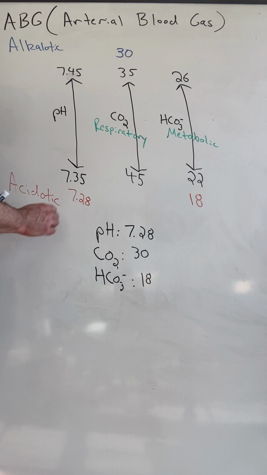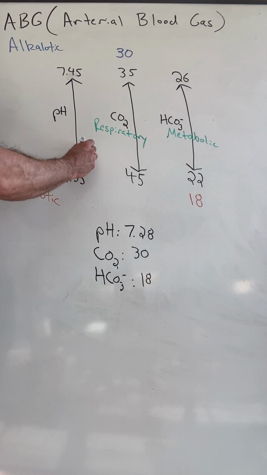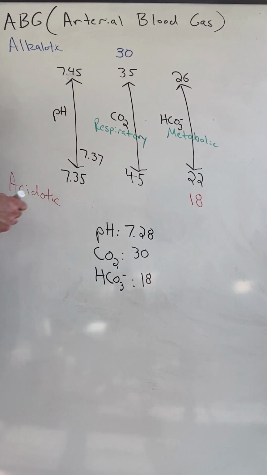If we had the same problem and we erase this 7.28, let's say our pH is 7.37, well, this would be fully compensated because we pulled the pH up into normal range, okay? But let's take a step back.